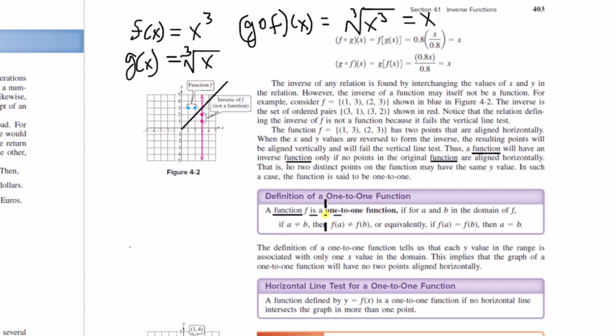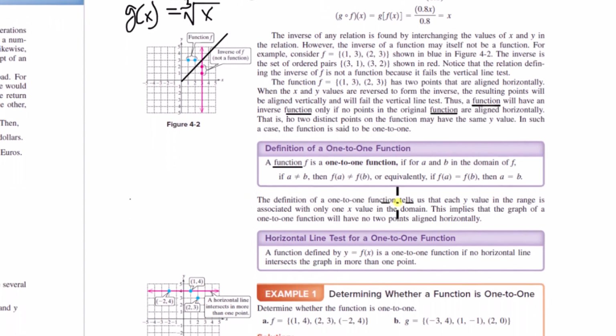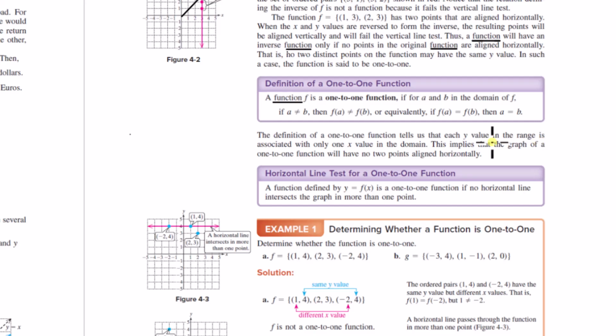Okay? And we can see that a function can have an inverse that's not a function, but for a function to have an inverse function, it needs to be one-to-one. The definition of a one-to-one function tells us that each y value in the range is associated with only one x value in the domain, which for a regular function is not a requirement. This implies that the graph of a one-to-one function will have no 2 points aligned horizontally.